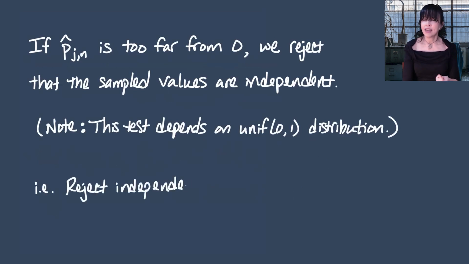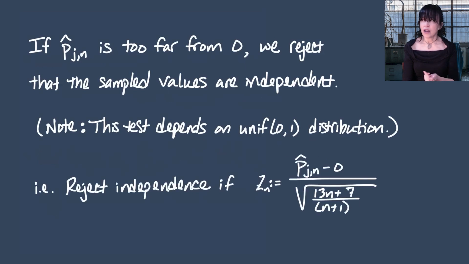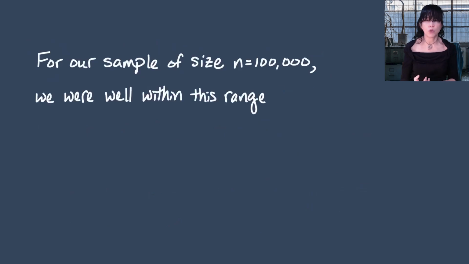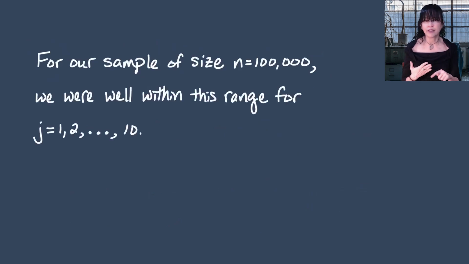And we're going to reject that our values are simulated in an independent way if this falls outside of the interval from negative 1.96 to positive 1.96. Those two magic critical values capture area 0.95 in the center for a normal 0-1 distribution. For my sample of size 100,000, we were well within this range for j equals 1, 2, up through 10. Those are the different lags I tested for autocorrelation. These are just the values that I looked at, and I stopped at that point.